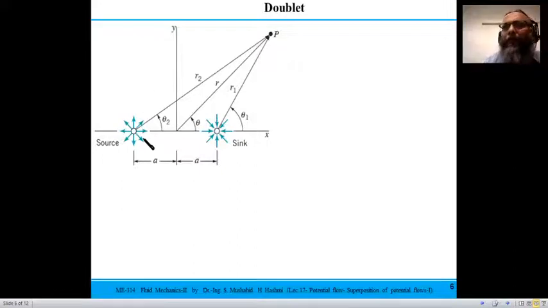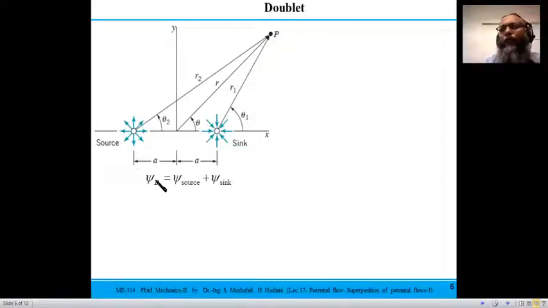So we have r1, the radial distance for the same point if you take it from your sink, and r2 is the radial distance and theta 2 is the angle if you take the point from the source. So this is actually the situation. You have the origin here, and source and sink are at distance a, so the total distance between the source and sink would be 2a. There is a strength of the source, and we know the expression mathematically.